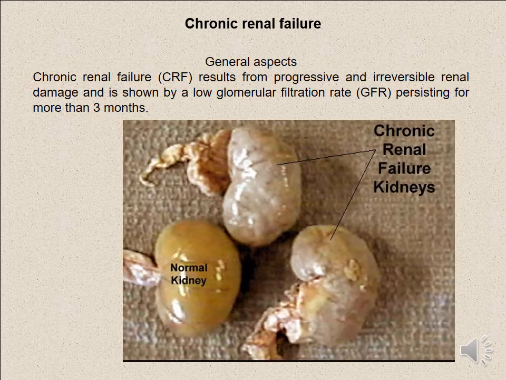Chronic renal failure: general aspect. Chronic renal failure results from progressive and irreversible renal damage and is shown by a low glomerular filtration rate persisting for more than 3 months. And we can see in this figure how chronic renal failure occurs.